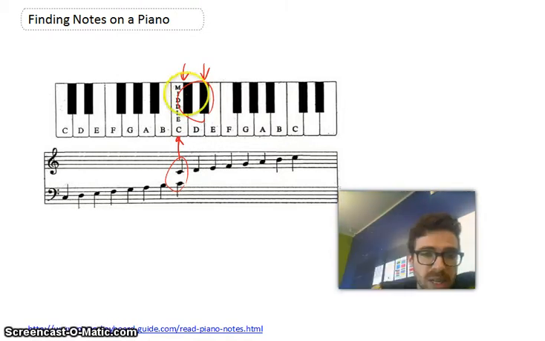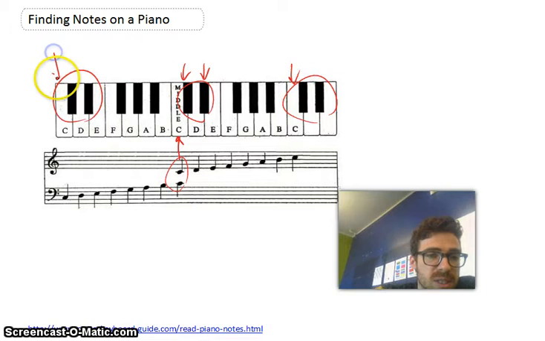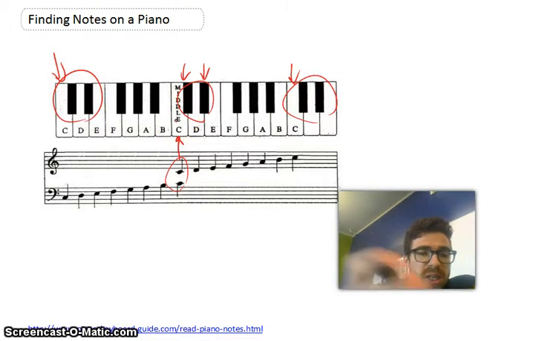So you can see here, two black notes to the left, it's middle C. Two black notes here to the left, it's C. Two black notes to the left, it's C. And the C in the middle of the piano is called middle C and refers to this position on the staves.